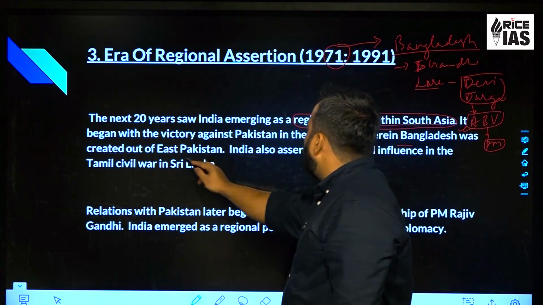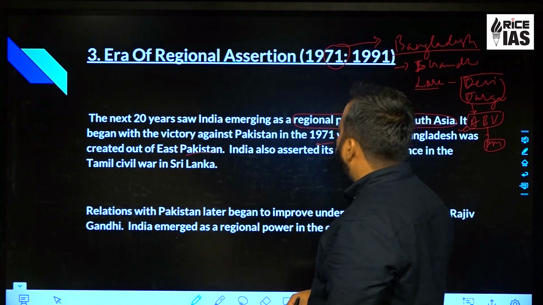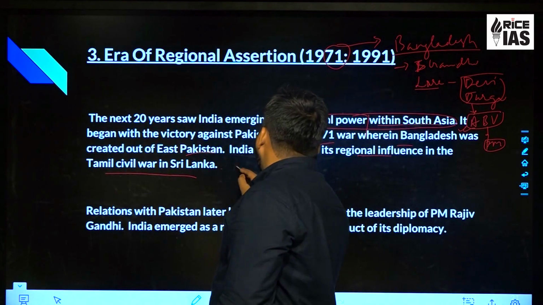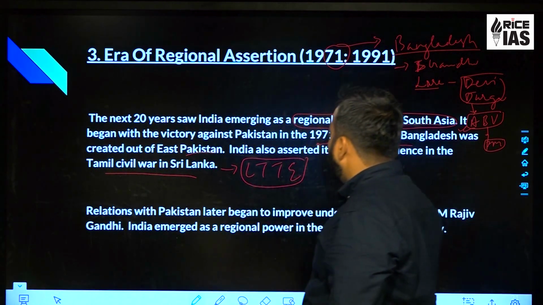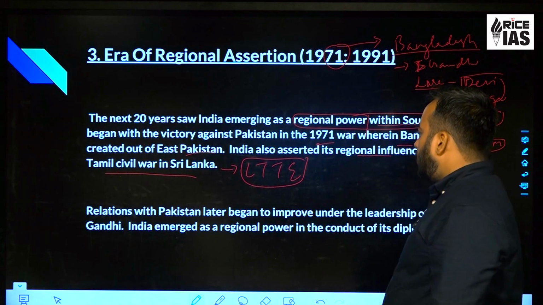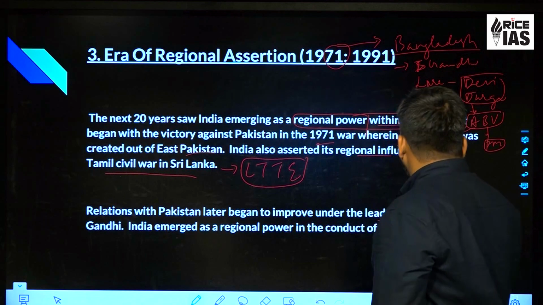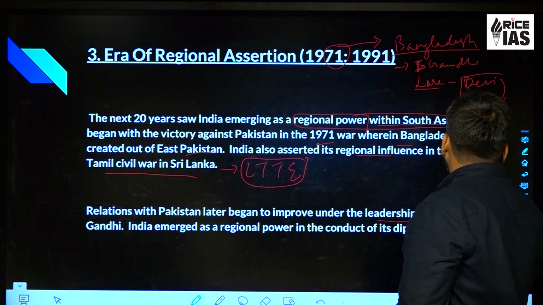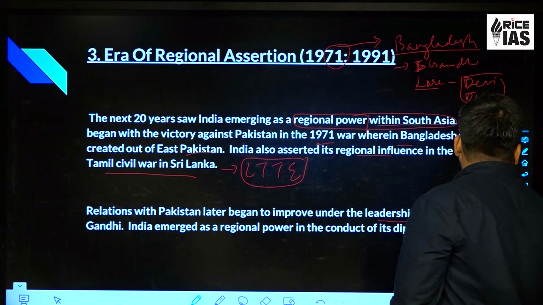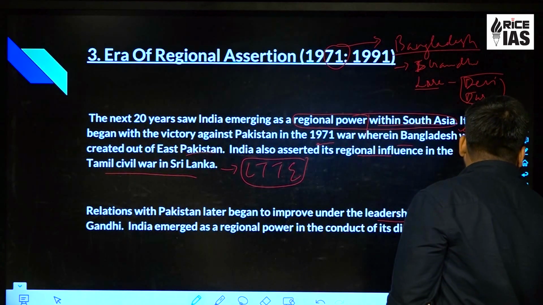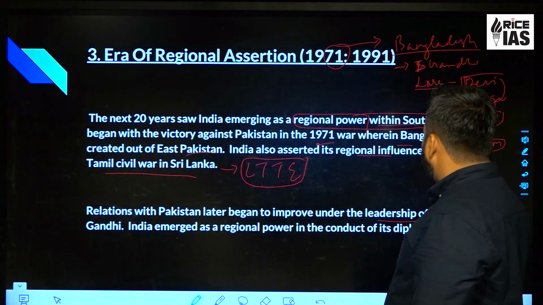Bangladesh was created out of East Pakistan. Regional influence in the Tamil civil war in Sri Lanka against the LTTE. Yes, regional assertion. PM Rajiv Gandhi went and met PM Benazir Bhutto. Relations were temporarily better.